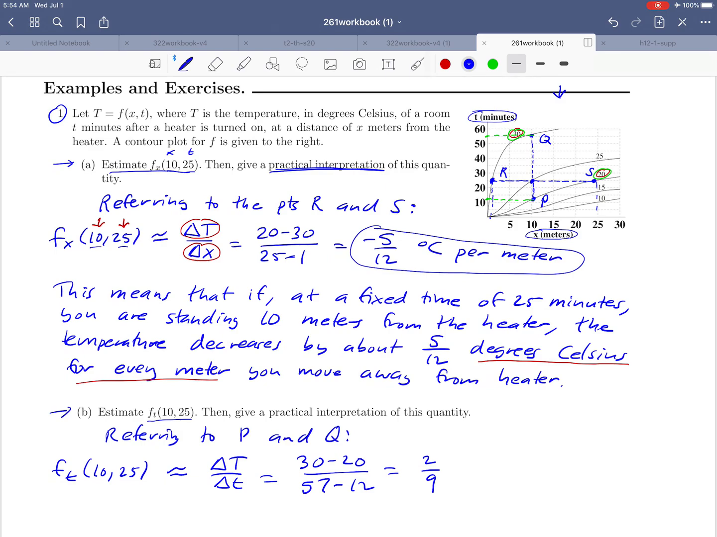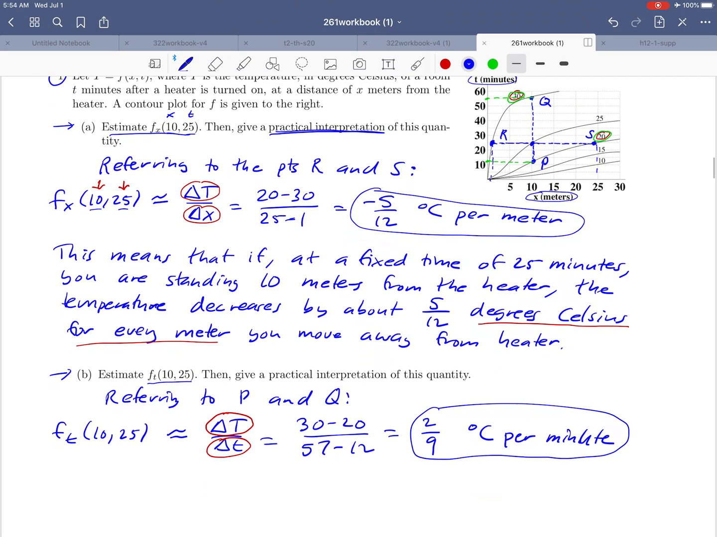And we could ask the question again, what are the units of that answer that we got? Okay, well this time we're talking about change in temperature over change in time, so we should get units of degrees Celsius per minute in this case. There's our approximate rate of change with respect to time.